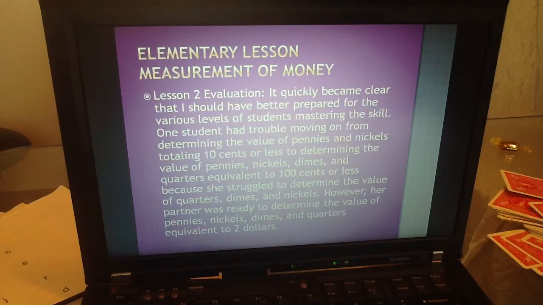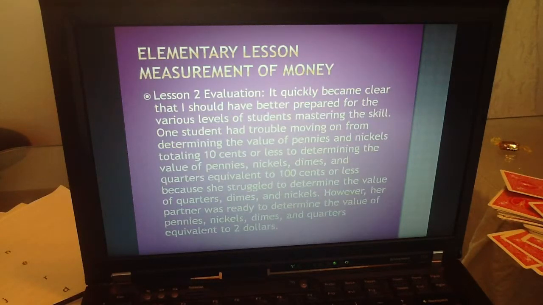After lesson 2, I realized that I should have better prepared for the various levels of students mastering the skill. Student C had trouble moving on from determining the value of pennies and nickels totaling 10 cents or less to determining the value of pennies, nickels, dimes, and quarters equivalent to 100 cents or less, because she struggled to determine the value of quarters, dimes, and nickels. However, her partner, student A, was ready to determine the value of pennies, nickels, dimes, and quarters equivalent to $2.